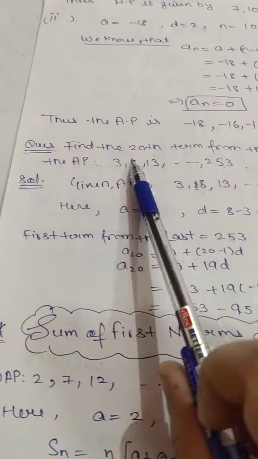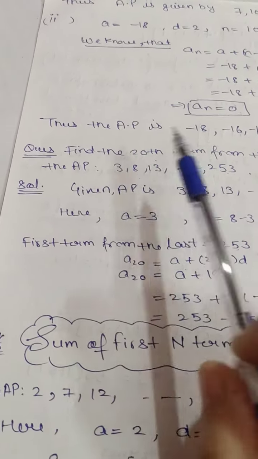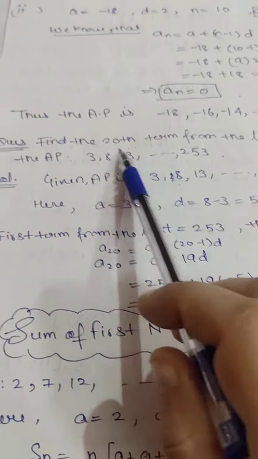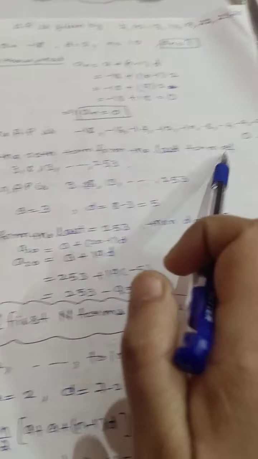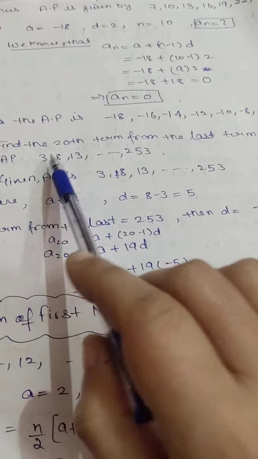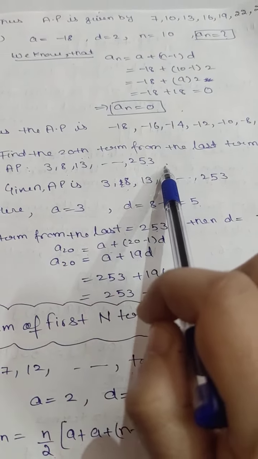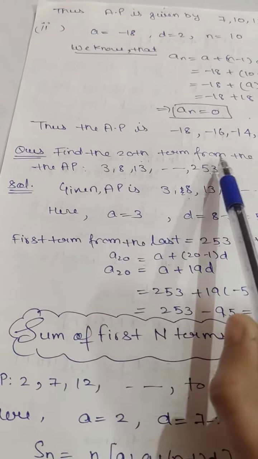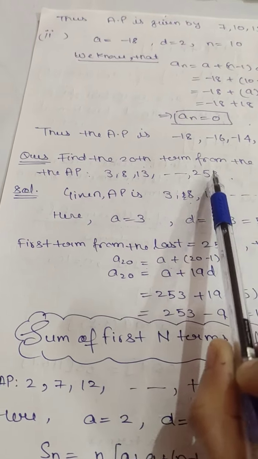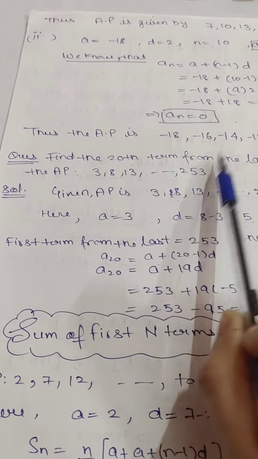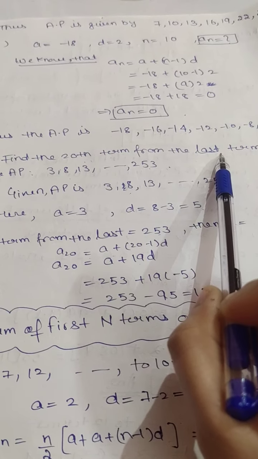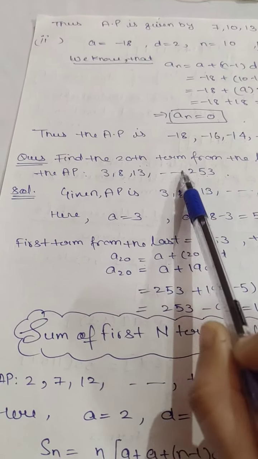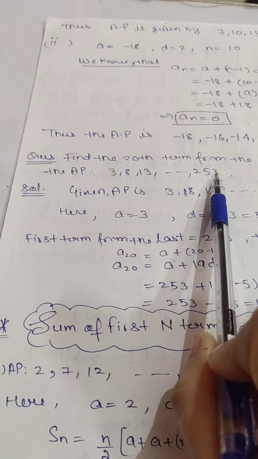Now we can take an example which is a little different from these. Here we have to find the 20th term from the last term of the AP. And the AP is 3, 8, 13 and so on up to 253. Here we see that the first term is 3 and the last term is 253. And we have to calculate the 20th term from the last term. It means if we take this last term as the first, then what will be the 20th term?